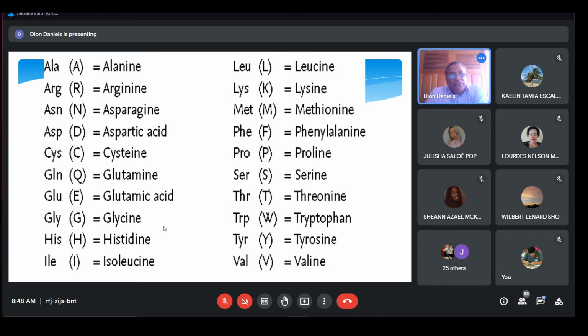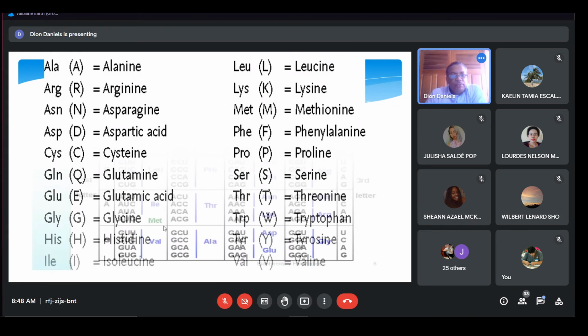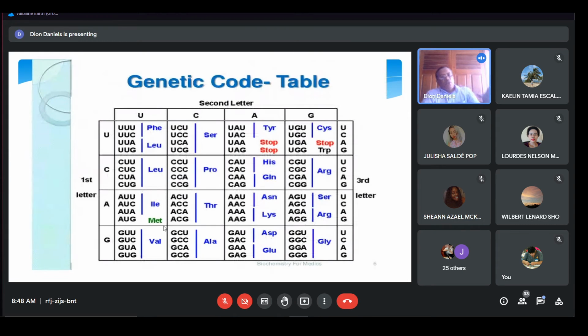I'm sure you've heard of most of these amino acids before. These are all 20 amino acids. This table here shows the genetic code. Remember, we said that it's a triplet code. So if we look at UUU, UUC, UUA, and UUG, the first two would code for this amino acid right here, and then the bottom two would code for this amino acid at the bottom.